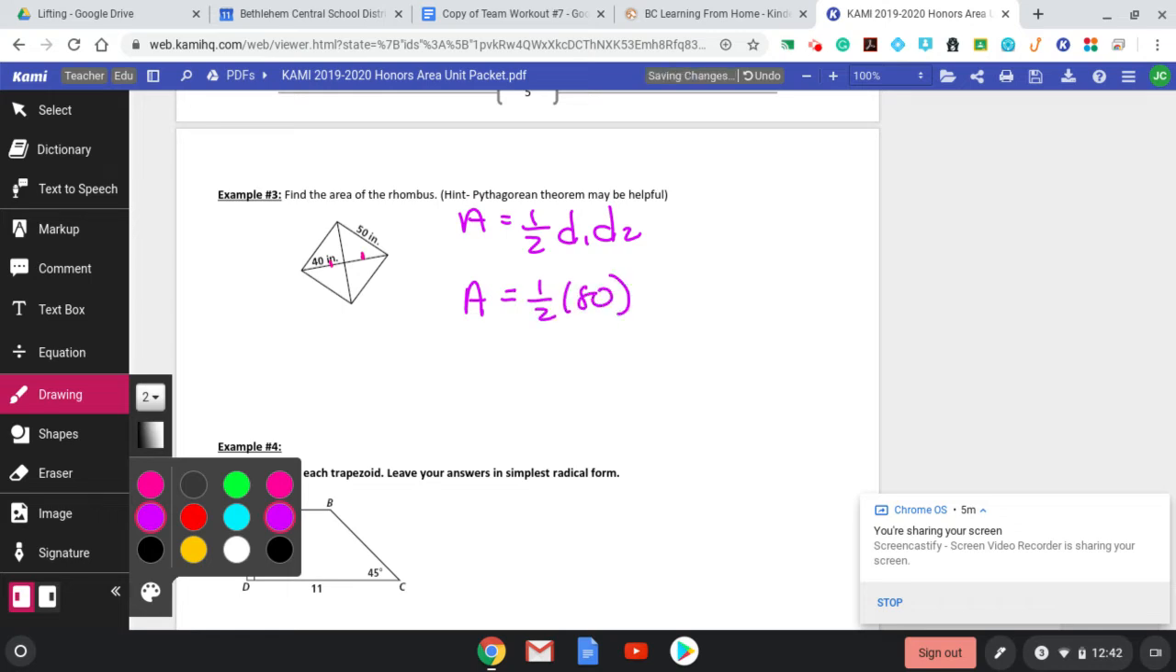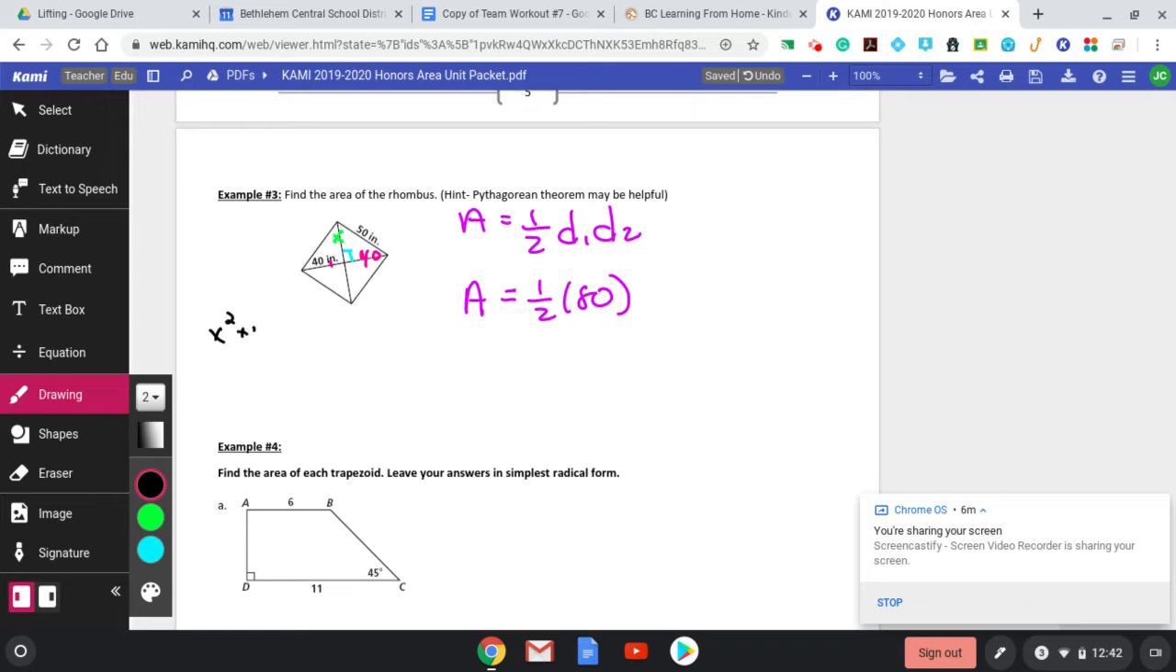Okay, how do I get the other diagonal length? Because they are not congruent in a rhombus, but they are perpendicular. All right, so going back, remember that was 40. Can you find this missing part right there? Not the full one, but the missing part. I can do Pythag because it's a right triangle. So I can say x squared plus 40 squared equals 50 squared.